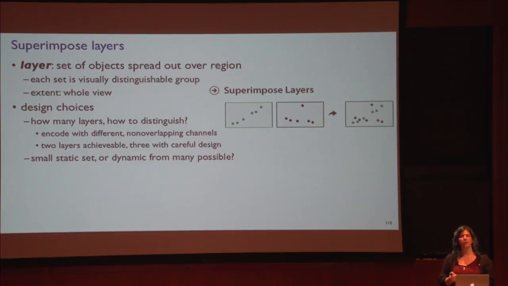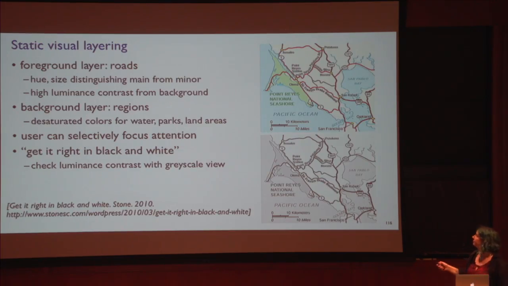It's pretty easy to visually create a foreground versus a background layer. If you're really careful, you can maybe get away with 3 layers, but you are not going to be easily able to distinguish, say, 20 layers from each other in a view. You're going to hit the scalability limits on that. Let's look at a static example. Geographic maps are usually a great example of very careful layering.